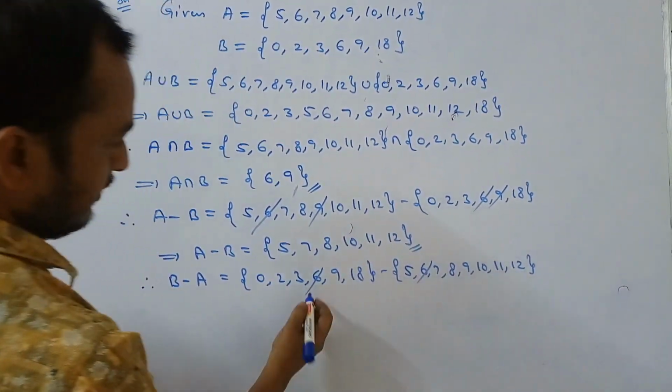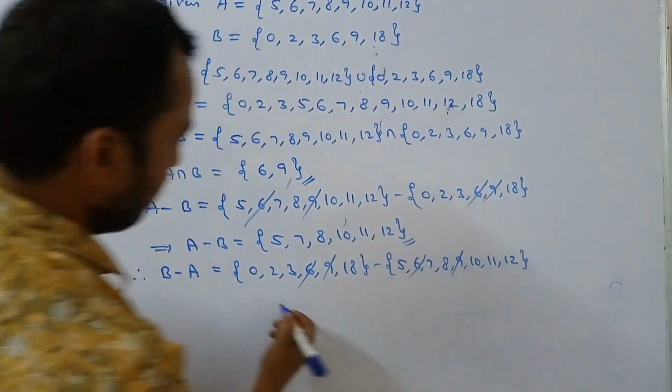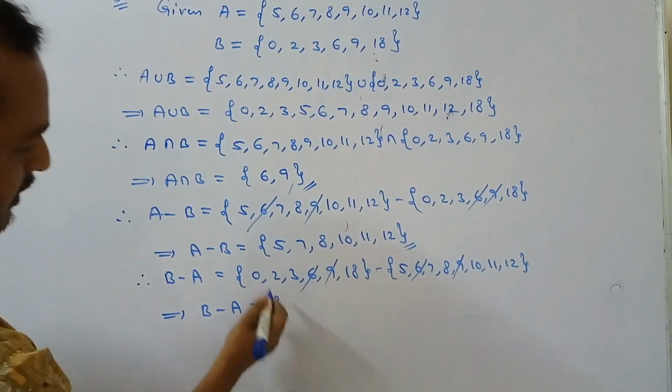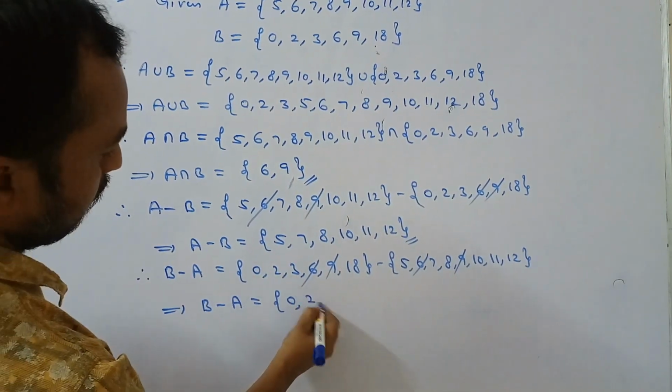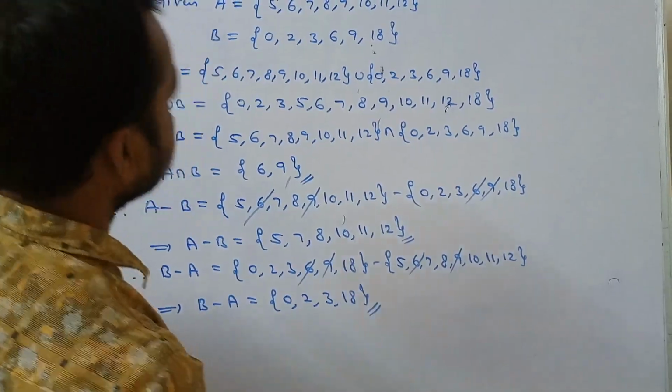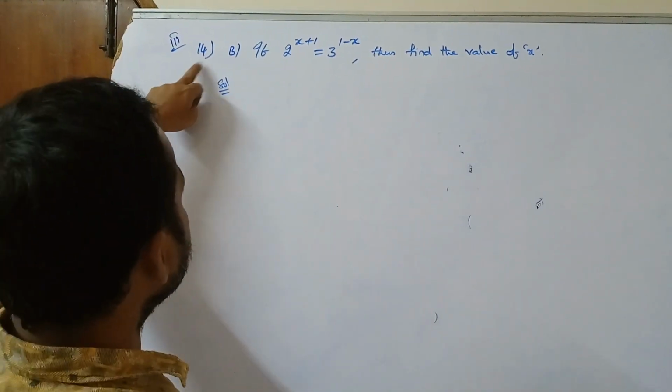6, 6 cancel, 9, 9 cancel. We should consider only the first set. B minus A equals 0, 2, 3, 18. That's it.